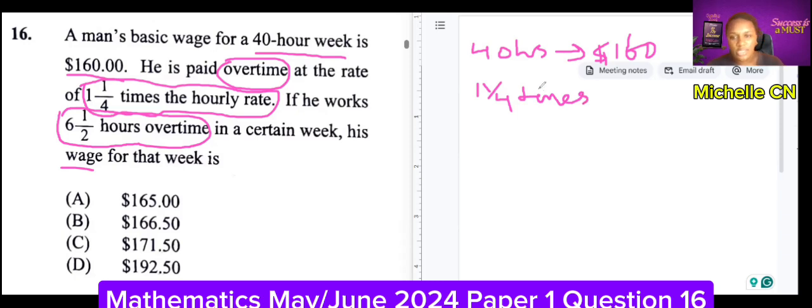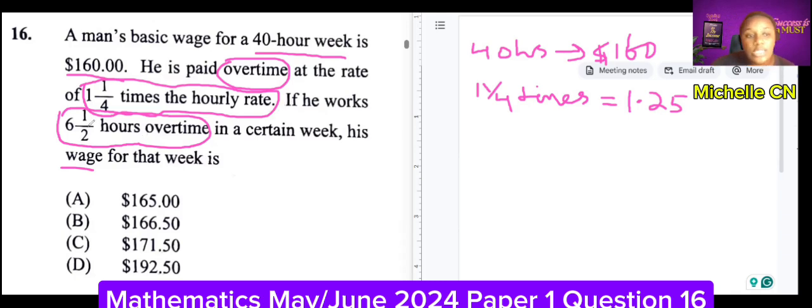Now, I like to use money to talk about quarters. Most of us know that a quarter of $1 is 25 cents. So if you think about it like that, you could write 1.25 as 1.25, as in 25 cents. That's the same way of writing it using decimals. So this person is paid 1.25 times the hourly rate when he works more than his normal working hours.